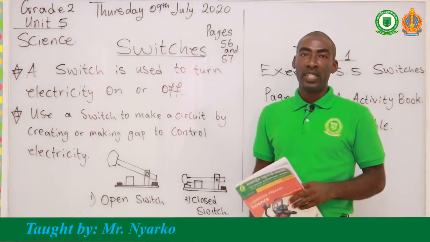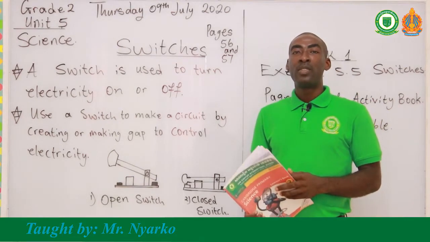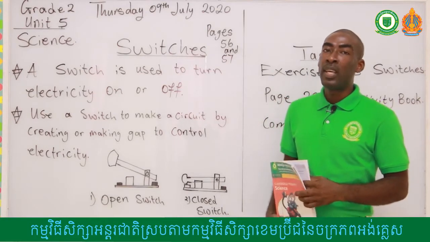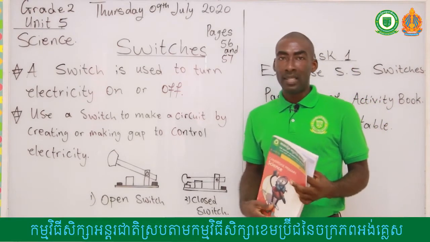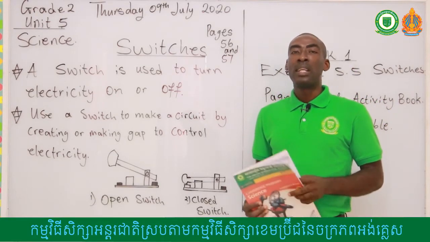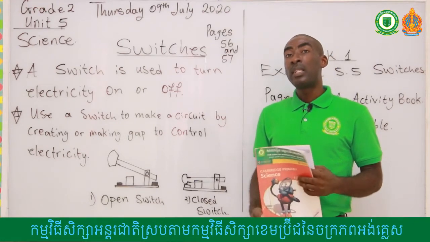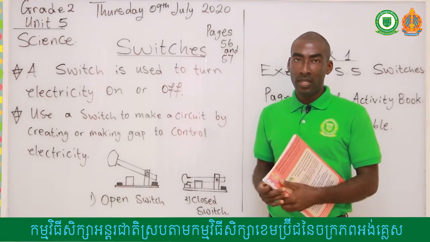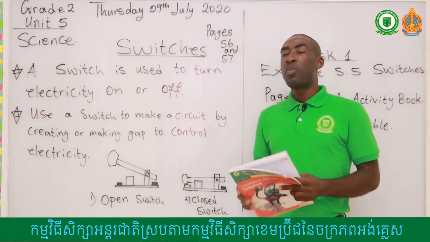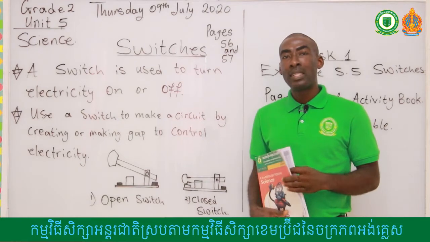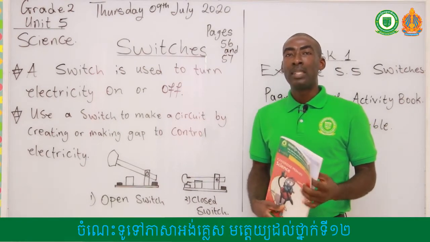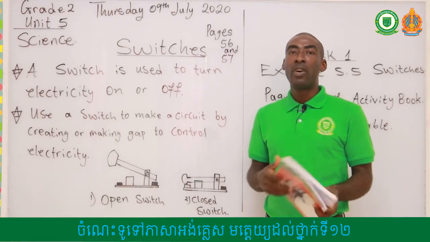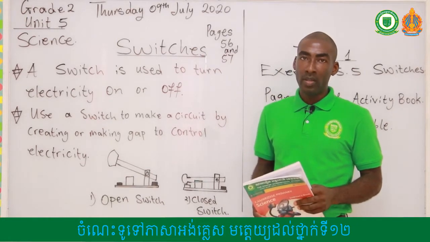So what is a switch? We have dealt with electricity, we have done how to make a circuit, how to use motors and buzzers. But today we are looking at a switch. A switch is a very interesting component that actually completes our circuits. A switch is a small part of our devices or our appliances that help us to turn our appliances off or turn them on. Okay?